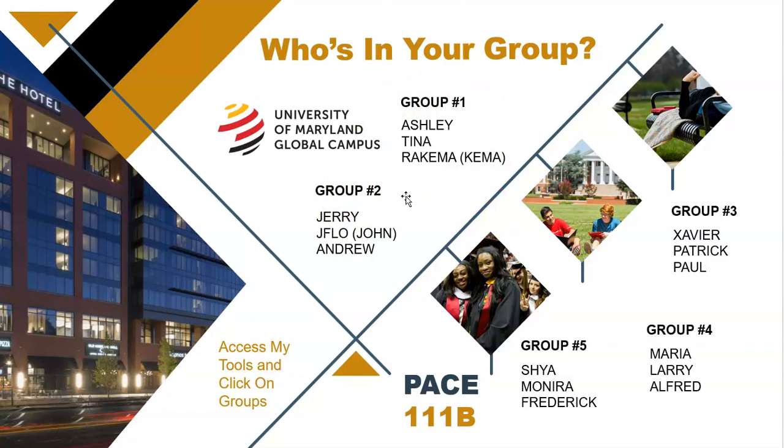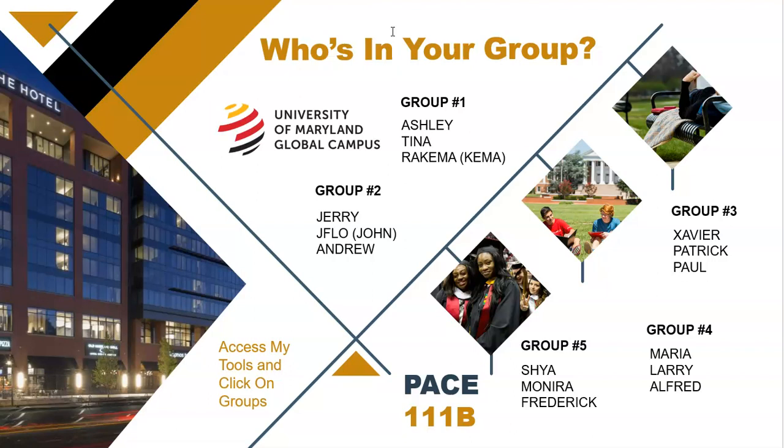So you have been put in a group with other students who are performing at a consistent rate in the course. So group number 1, we have Ashley, Tina, and Kima. Group number 2, we have Jerry, J-Flo, and Andrew. And then the rest of the groups are listed here. So how do you access your group? You can go to My Tools at the top of the course page on Leo, and you'll be able to see your group members there.